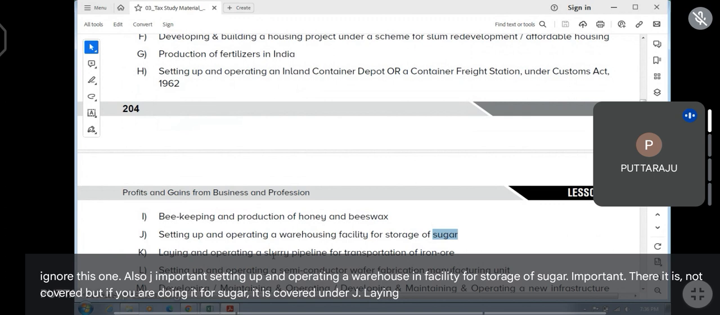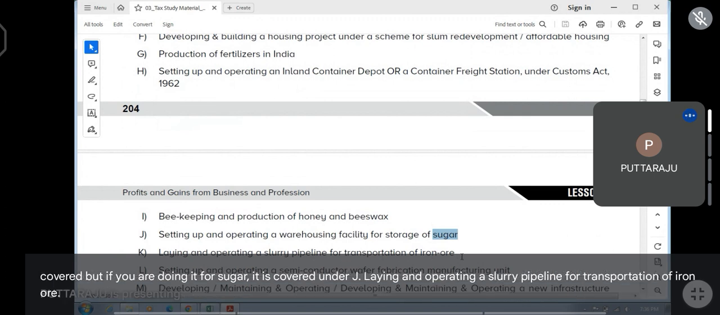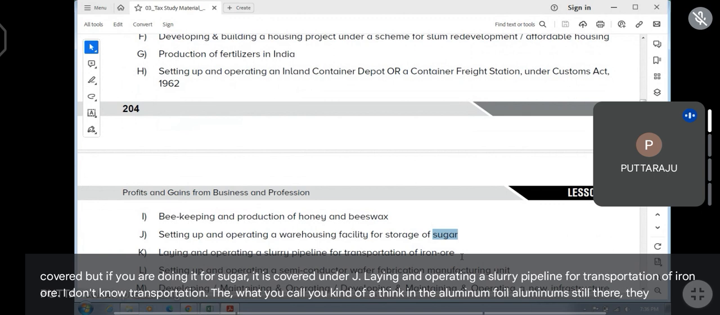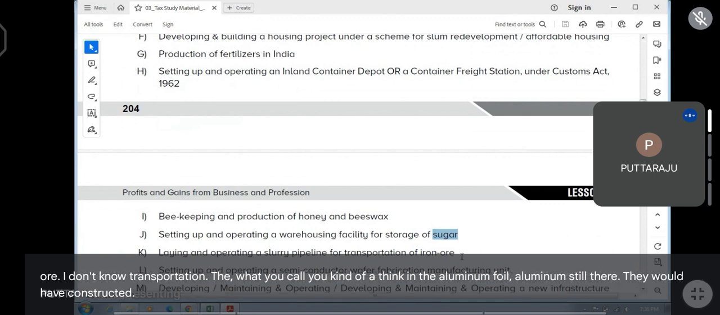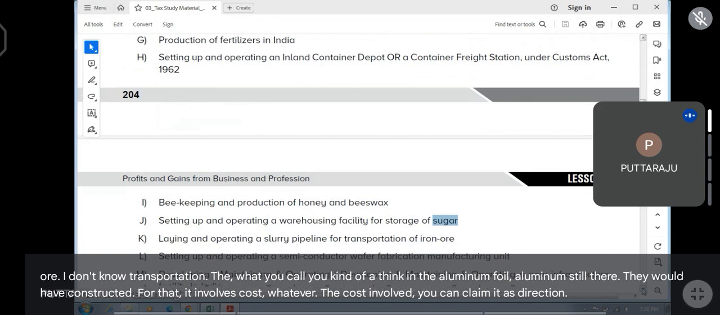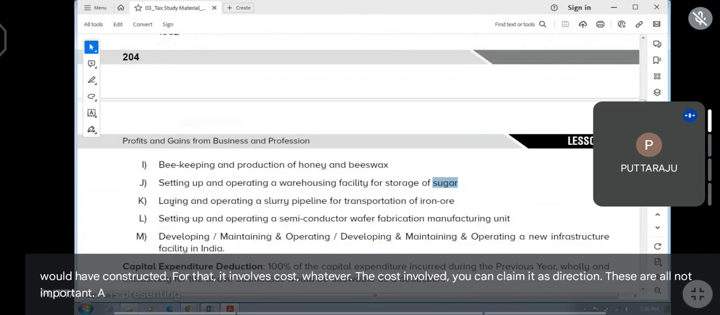Laying and operating a slurry pipeline for transportation of iron ore. They would have constructed it, and for that it involves cost. Whatever the cost involved, you can claim it as deduction. These are all not important. Sugar is important. These three are not that important.